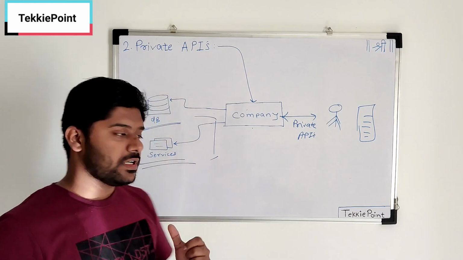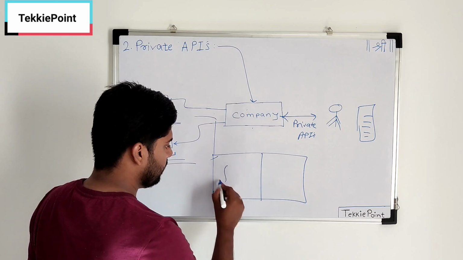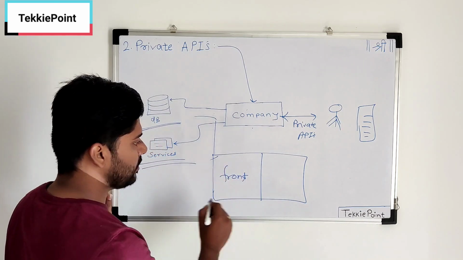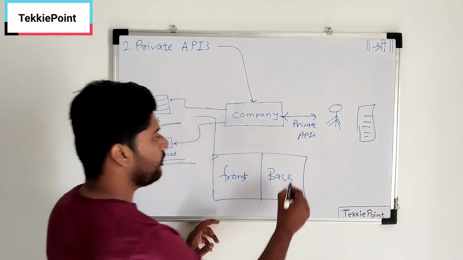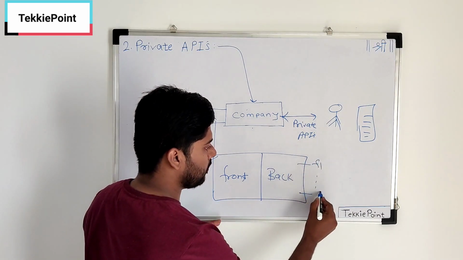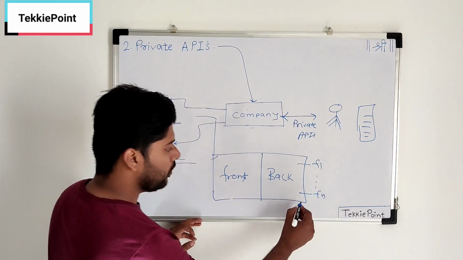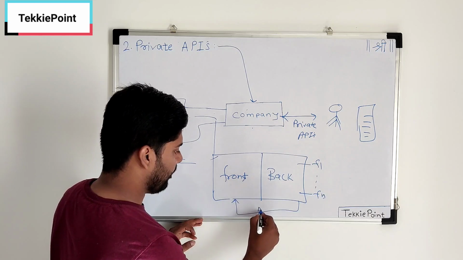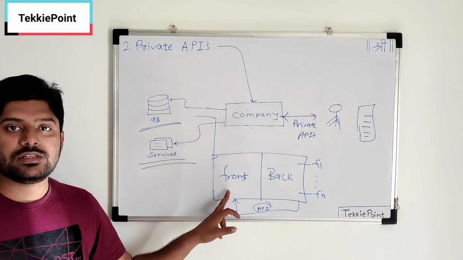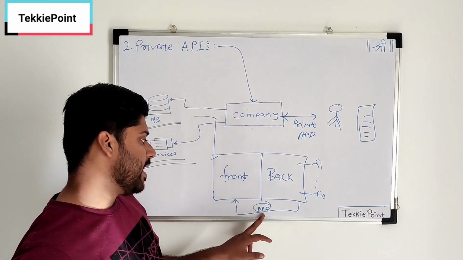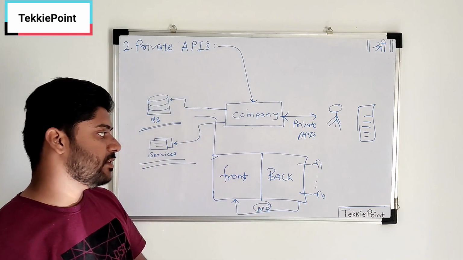As an example, consider an application. This is the front-end part of an application, and this is the back-end part of an application. The back-end functionalities can be used in the front-end through an API. We can do API integration in the front-end section. So these APIs are internal APIs or private APIs.